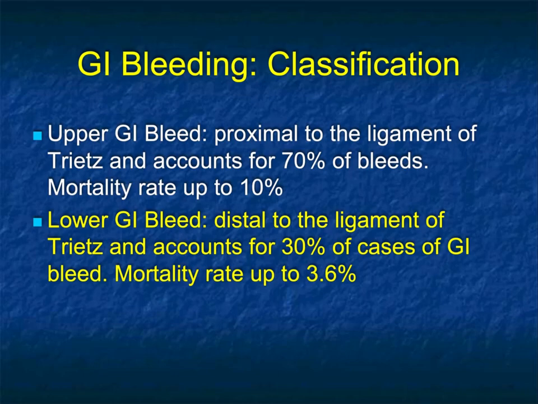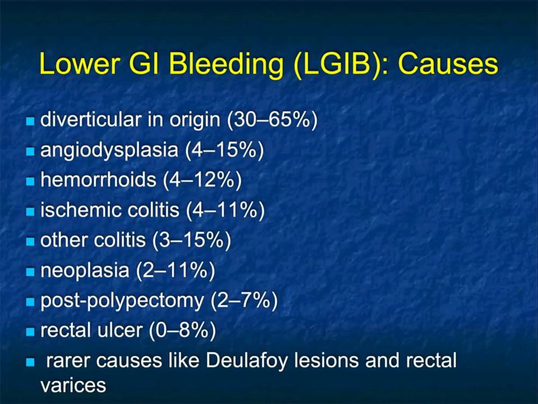Now, when we spoke about GI bleeding, we divided things into two. We made the point that lower GI bleeding was distal to the ligament of Treitz, accounting for 30% of GI bleedings with a mortality up to 3.6%. It should be noted that upper GI bleeds have a higher mortality, often because at times the patients have multiple comorbidities. So GI bleeding, esophagus, or stomach may be due to cirrhosis with varices and portal hypertension. So often these comorbidities can be very important.